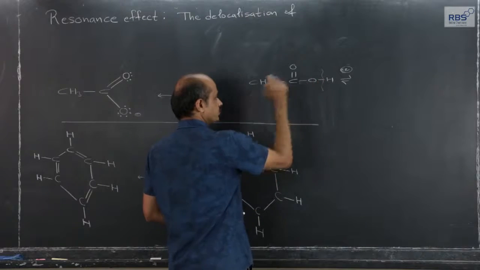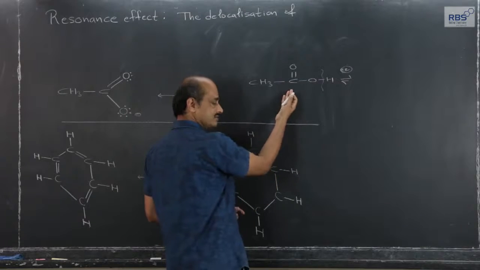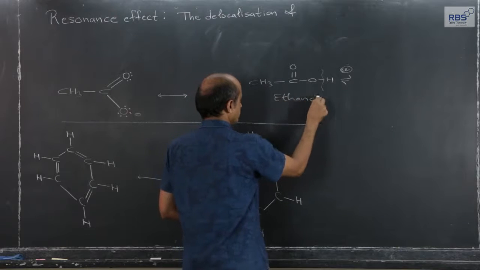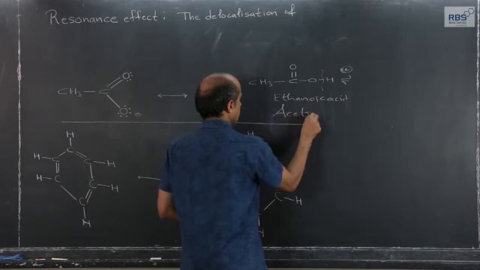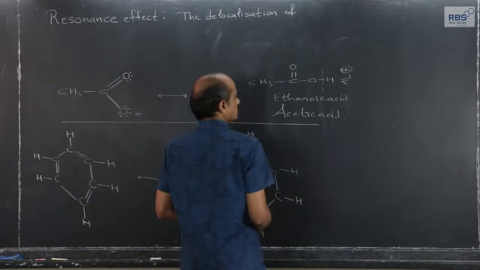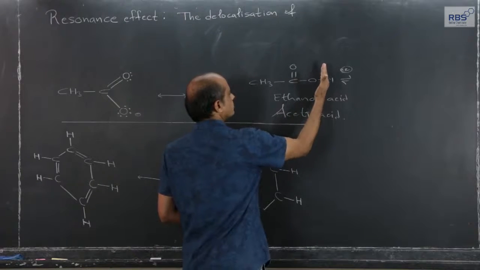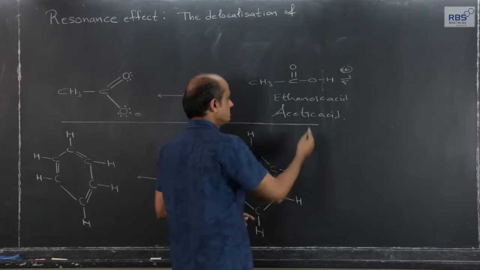The shared pair remains with oxygen. Acetic acid, IUPAC name ethanoic acid, in aqueous solution undergoes heterolytic breaking of this OH bond to a certain extent. This is an example of a weak acid.